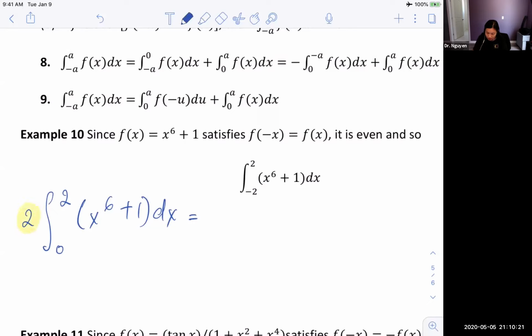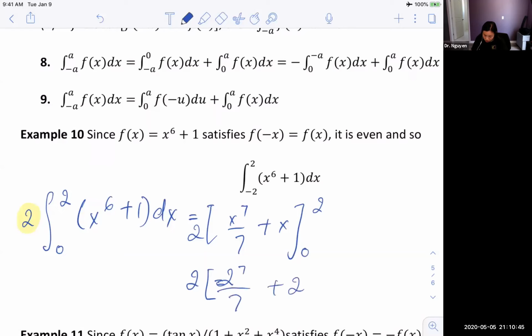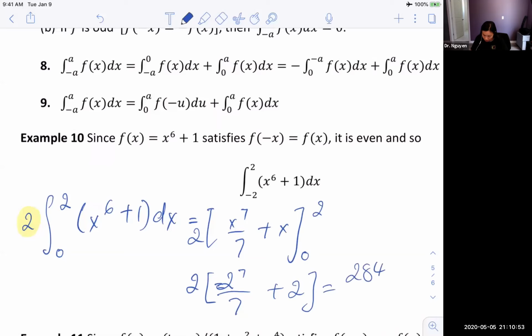Anyway, so you're going to get x to the 7 over 7 plus x, from 0 to 2. And then, of course, I'm going to double it. Okay, so we end up with 2 to the 7 over 7 plus 2. So if you use a calculator, you're going to get 284 over 7. And there we have it.